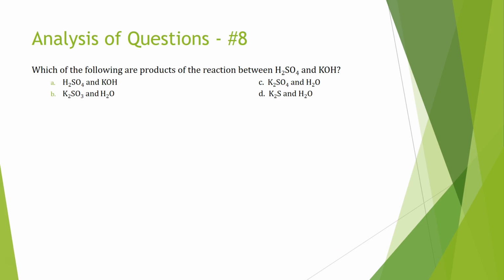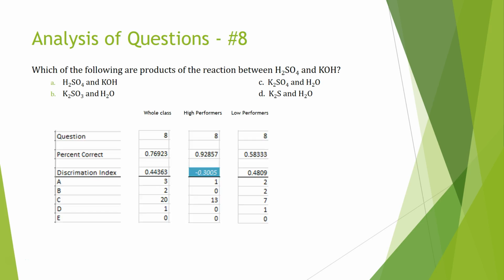The next question I picked because it was one of the standards that was more missed, which was neutralization, the 5I standard. They had to predict the products of an acid-base reaction. The whole class got 77% correct. My high performers got 92% correct, whereas my low performers only 58%.